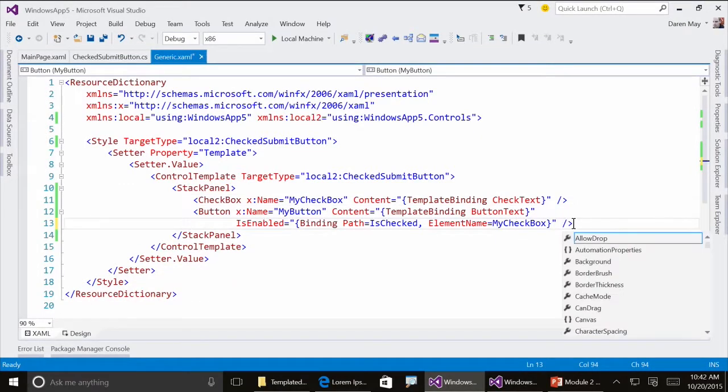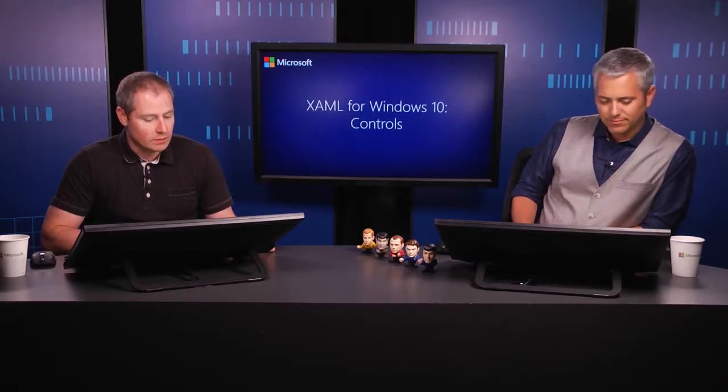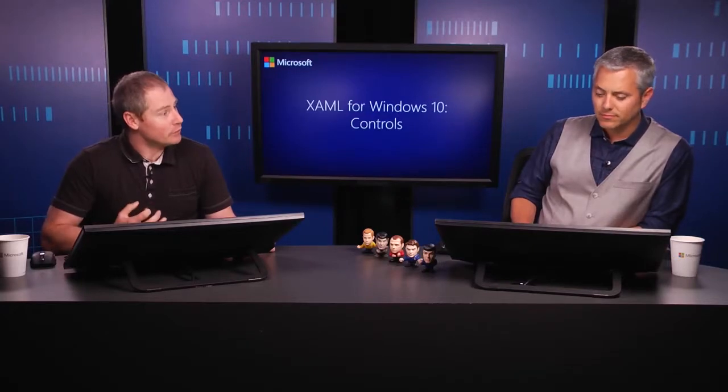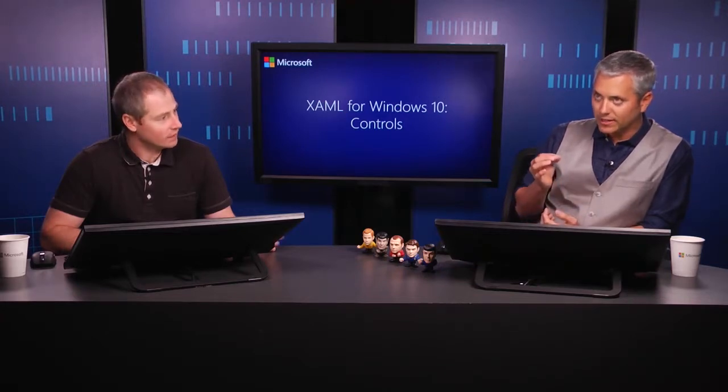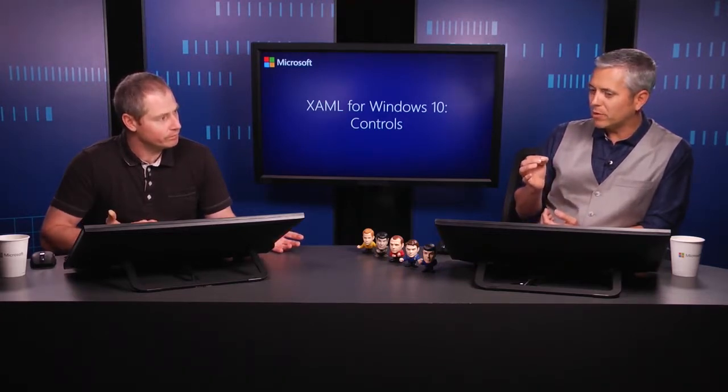All right, what else should we do? Well, I think we need to actually put something in that happens when we click on the button. All right, so the button automatically has a click event. Why don't we give a click event then to our control? We could do that, or we could look at commands. Oh, that's right.